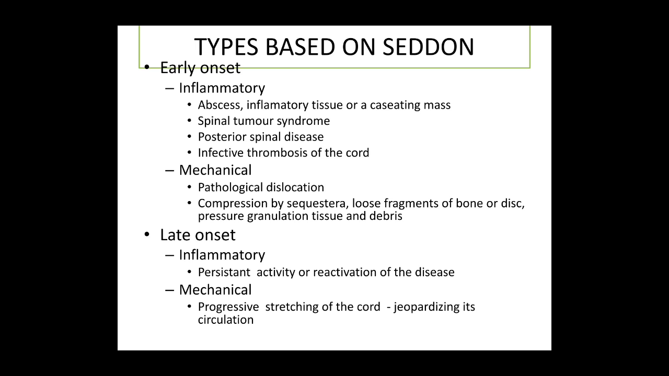Now mechanical is basically when you have a pathological dislocation, compression by sequestra, loose fragments of bone or disc, and pressure from granulation tissue and debris. Late onset is when you have a late reactivation of the disease, or whenever there is a kyphotic deformity over which the spinal cord stretches, resulting in a mechanical stretching of the cord and compromising its blood circulation.